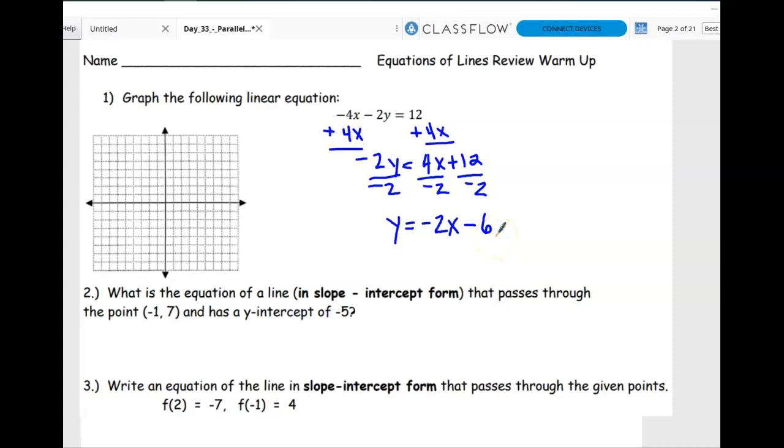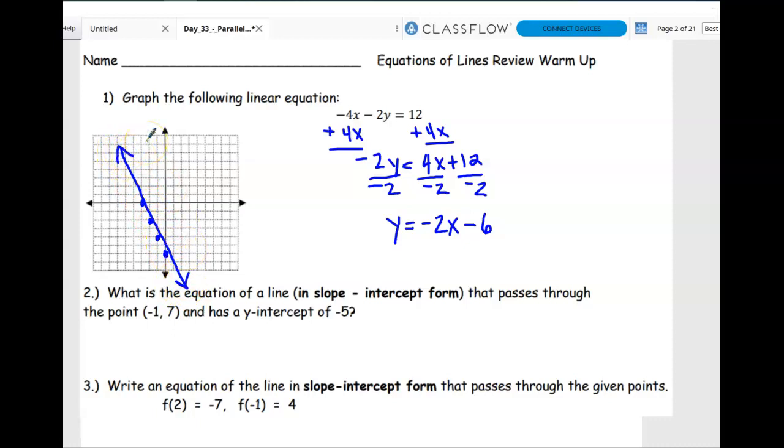So when I go to graph that, my y-intercept is negative 6. So I'm going to start there at negative 1, 2, 3, 4, 5, 6. And my slope is negative 2. So I'm going to rise 2 and run 1 to the left. So I get my negative slope going on there. And there's my line. Okay.